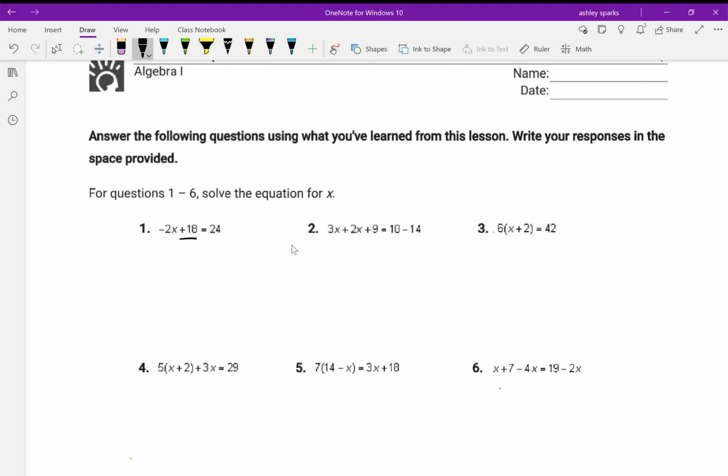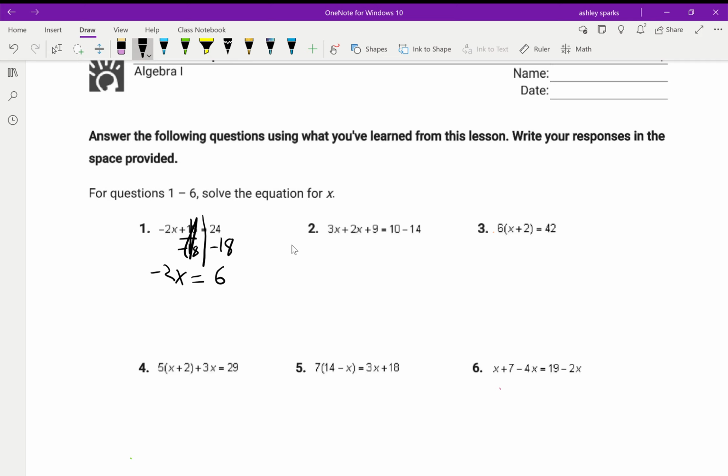If I see a plus 18, anytime you move to the other side of this equal sign, you've got to do the opposite. So the opposite of plus 18 will be minus 18 to both sides. So I get negative 2x equal to 24 minus 18, because these 18s have canceled, which will leave me with 6.